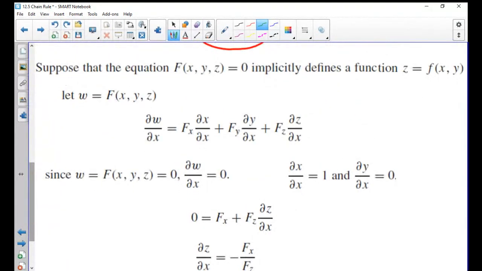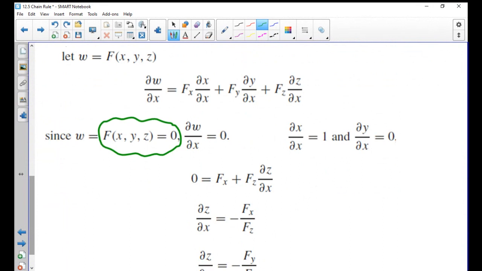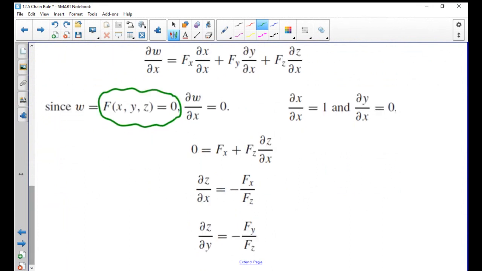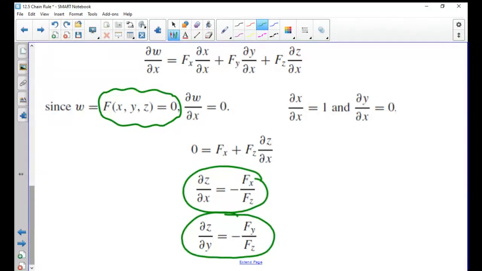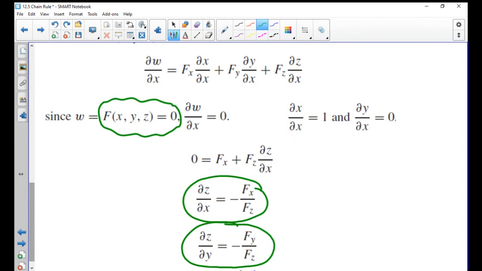If we have three variables, x, y, z, and you want dz over dx and dz over dy, then the rules are here. dz over dx is minus f_x over f_z, and dz over dy is minus f_y over f_z.